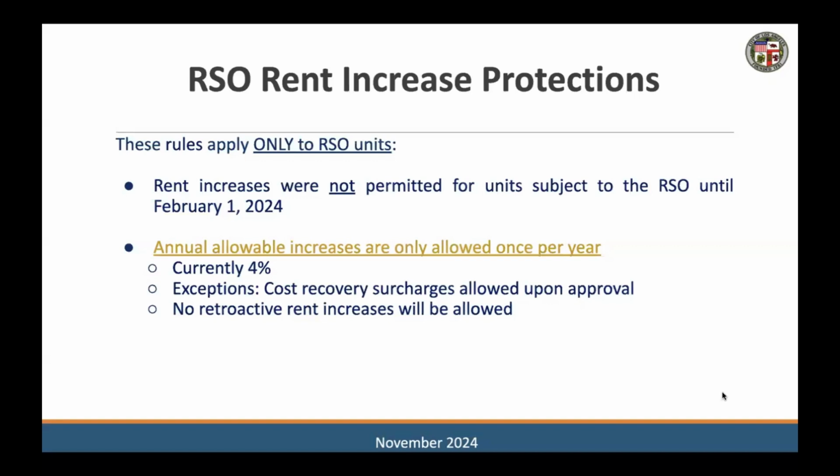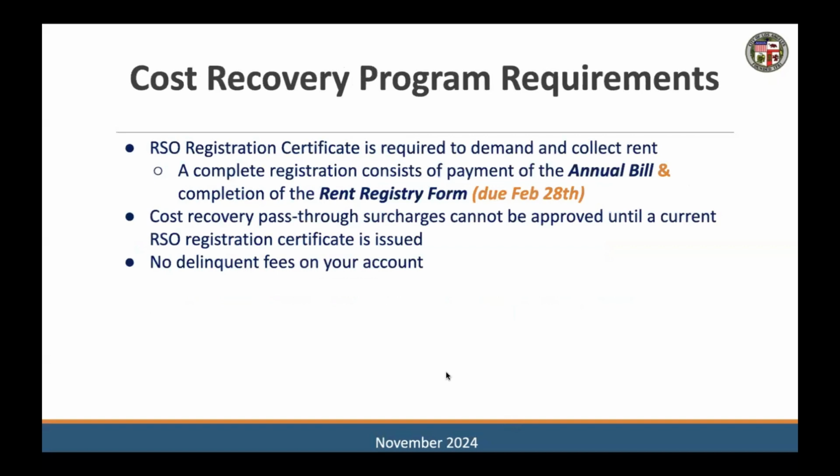So covering the cost recovery programs, there are a few items that are required for all of the programs. First, an RSO registration certificate, and that's required to demand and collect rent. A complete registration consists of payment of the annual bill and completion of the rent registry form, which is due on February 28th. Cost recovery pass-through surcharges cannot be approved until a current RSO registration certificate is issued. And there must not be any delinquent fees on your account.